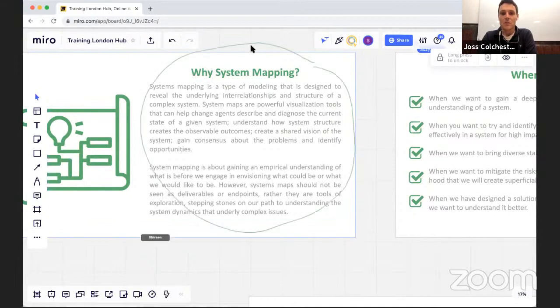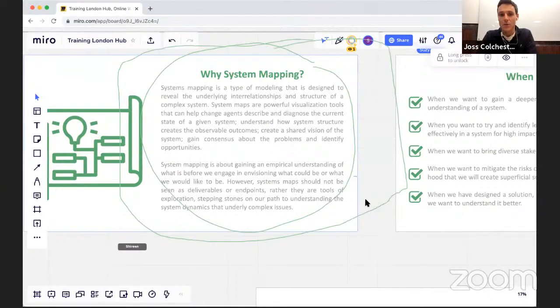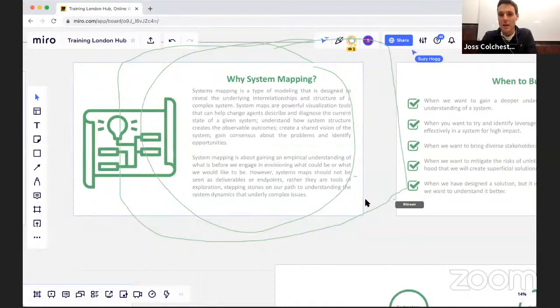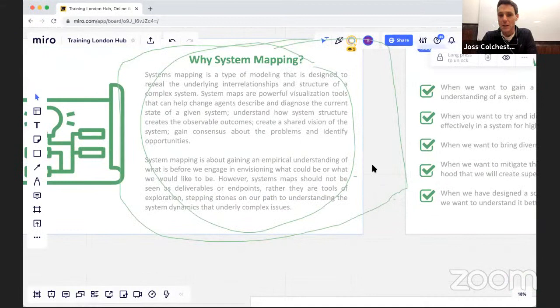So, systems mapping is about gaining an empirical understanding of what is before we engage in envisioning what could be. Remember, this is all part of a process we'd be involved in as systems innovators to try and change a system. And this is one stage in that, where we're trying to map out the system and get an understanding of it.